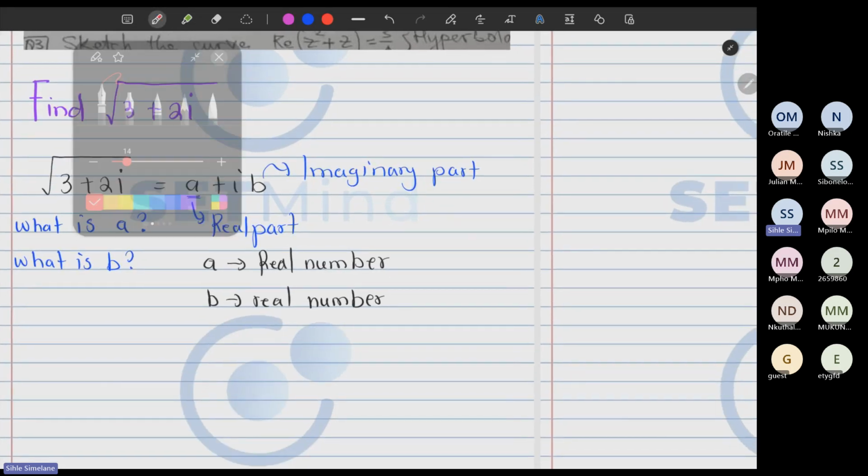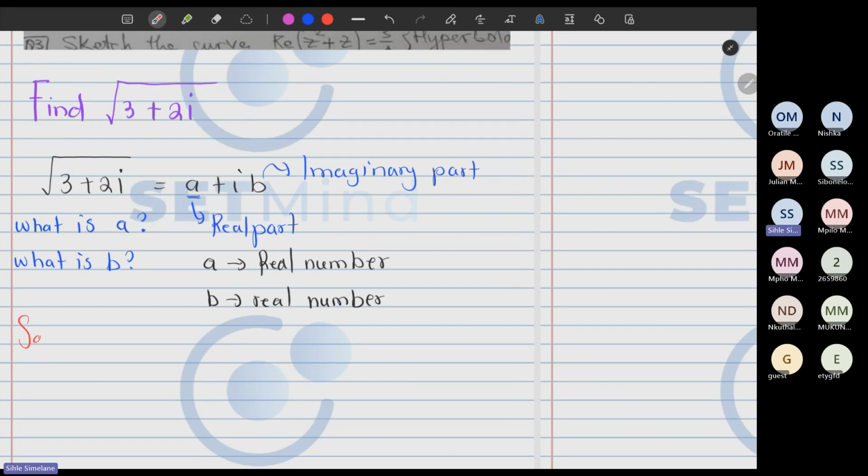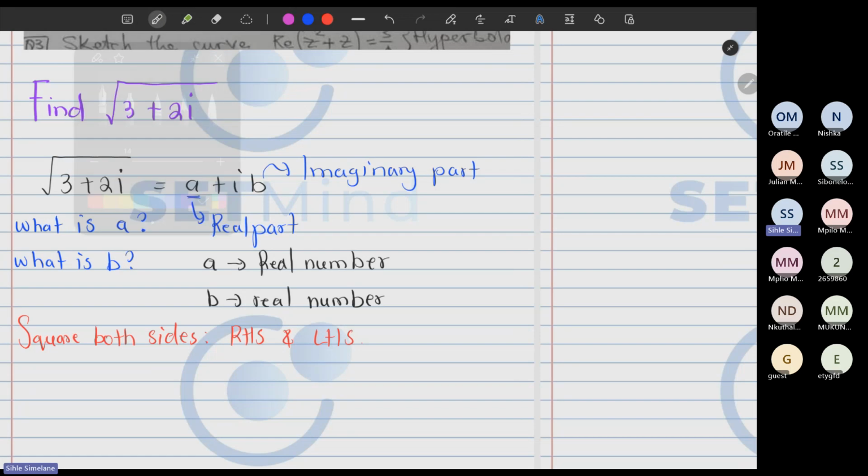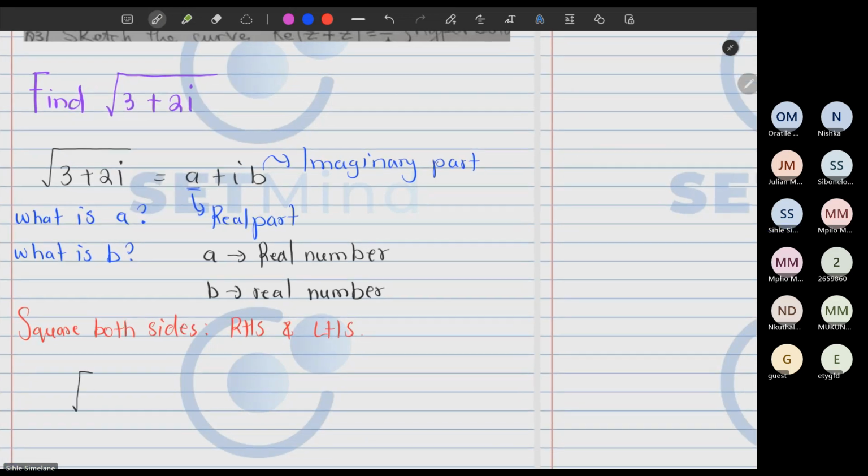Okay, so since we are trying to figure out what a and b are, what we can start by doing when we look at the expression above is to square both sides. We'll square the right-hand side and also the left-hand side. So let's quickly do that. We have the square root of 3 plus 2i equals a plus ib. We know at the end, the complex number should take that form. But because we want to remove the square root, we'll square the left-hand side and the right-hand side.